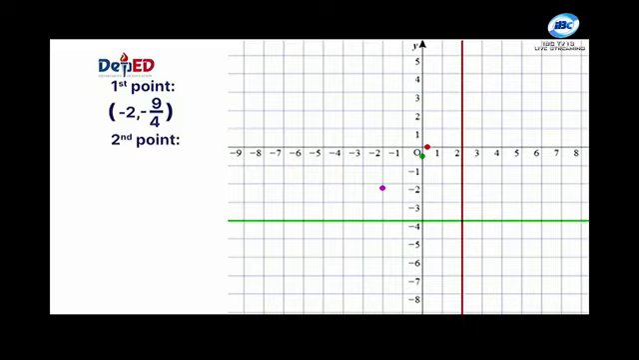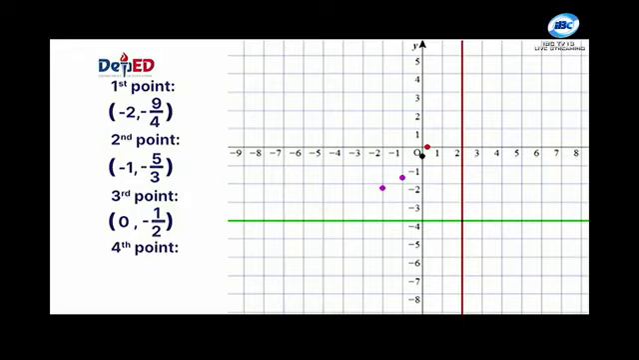The second point is (-1, -5/3). That is 1 unit to the left of 0 and 5/3 units below 0. For the third point, that's (0, -1/2), that is half a unit just below the origin. The last point, (1, 3). That's 1 unit to the right of 0 and 3 units above.